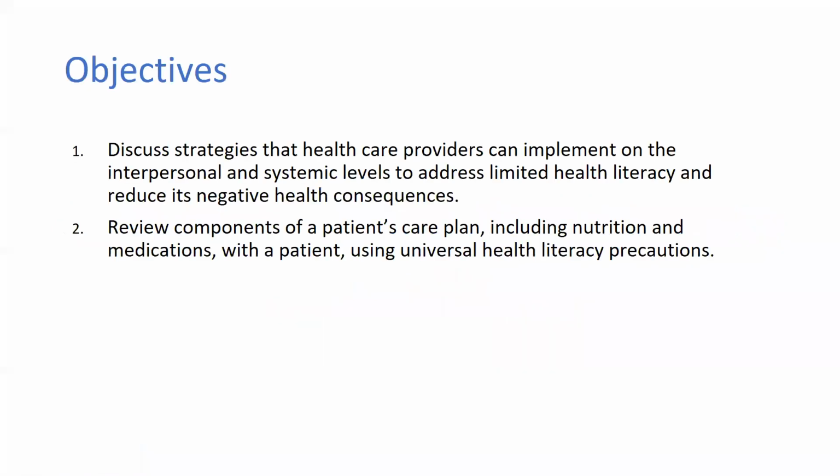In the previous presentation, we spoke about health literacy, what it is, and the implications it has on an individual's health care and health. The objective of this presentation is to take it a step further so that by the end of the module, learners will be able to discuss strategies that healthcare providers can implement on the interpersonal and systemic levels to address limited health literacy and reduce its negative health consequences, as well as review components of a patient's care plan, including nutrition and medications with a patient using universal health literacy precautions.